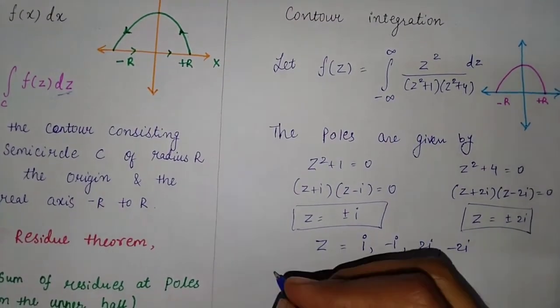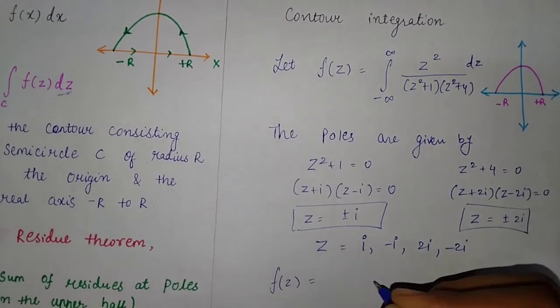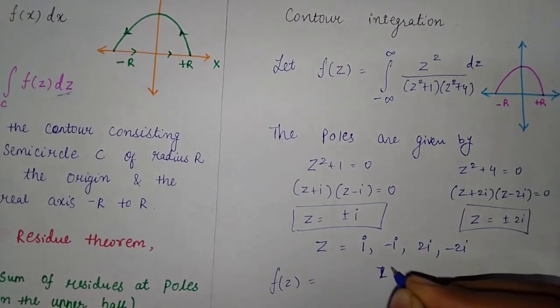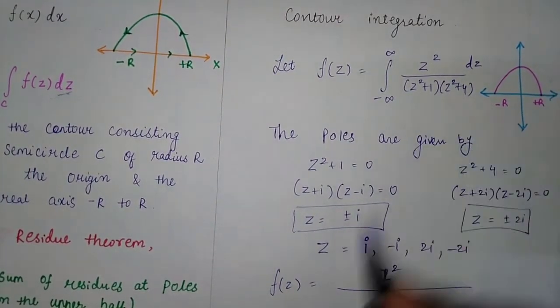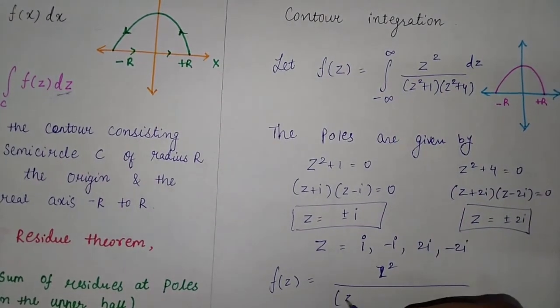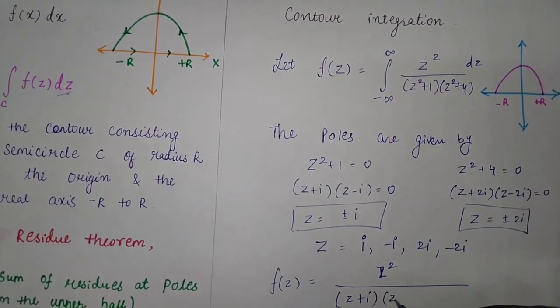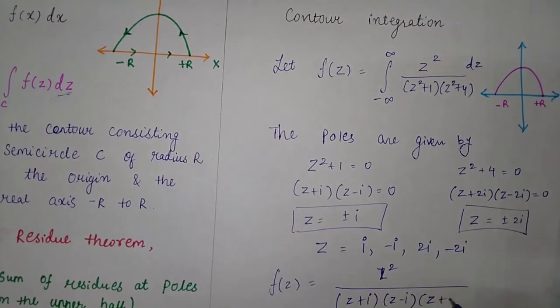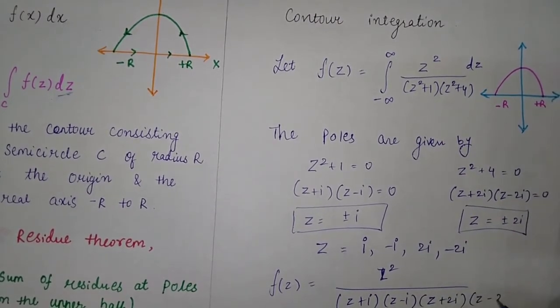So we will write the function, that is f of z equal to z square by, આની જગ્યાએ આપણે આના પોલ્સ લખીએ, then it will be (z plus i) into (z minus i) into (z plus 2i) into (z minus 2i).